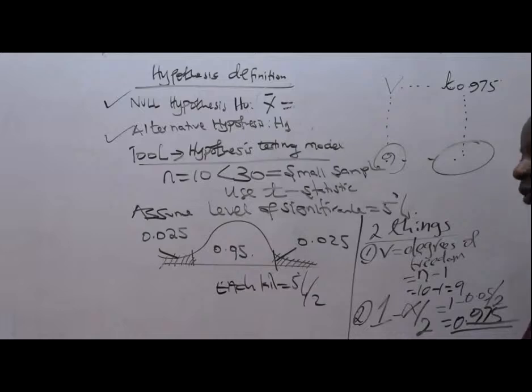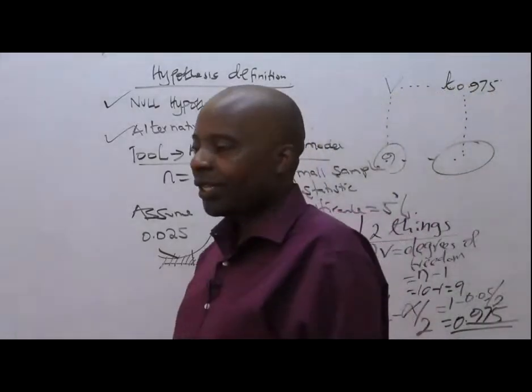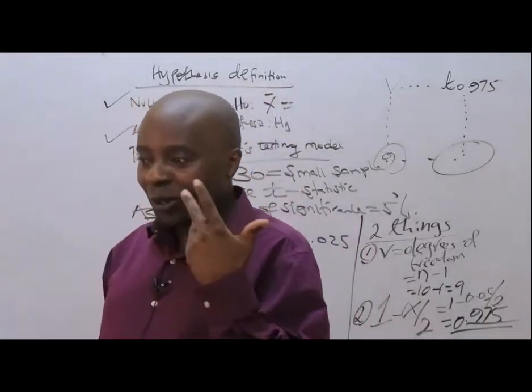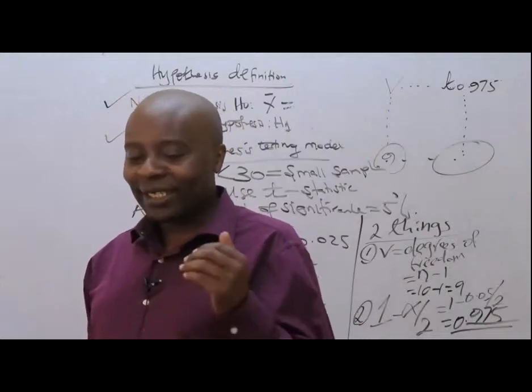You know, when I asked whether you have the tables, only 2 students told me they have tables. There are tables. The examiner will always give you 2 tables: a normal table and a student T table.